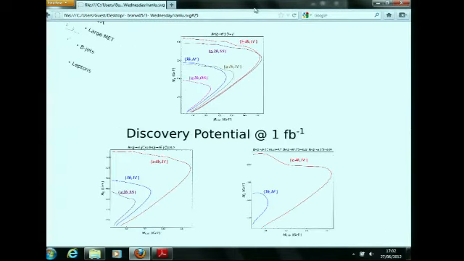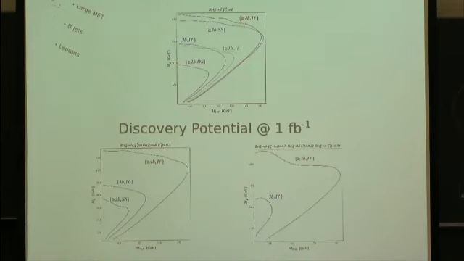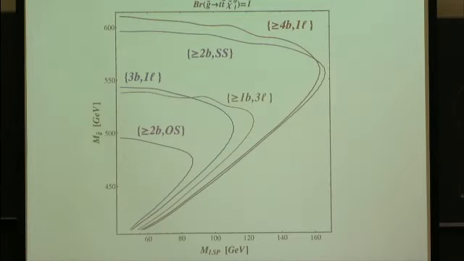So using this feature, you can have all kinds of search channels. In principle, I should show the discovery potential for 20 inverse femtobarn at 8 TeV, but it would take an infinite amount of time to update this graph. So I chose an outdated graph for 1 inverse femtobarn, but the general feature is the same.